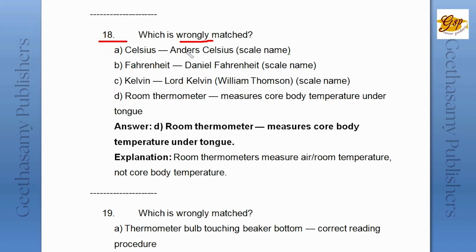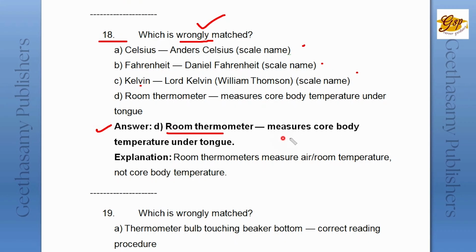18th question, which is wrongly matched? Celsius, Anders Celsius scale name. Fahrenheit, Daniel Fahrenheit scale name. Then Kelvin, Lord Kelvin, William Thomson scale name. Room thermometer measures core body temperature and tongue. So wrong one. So this is D.